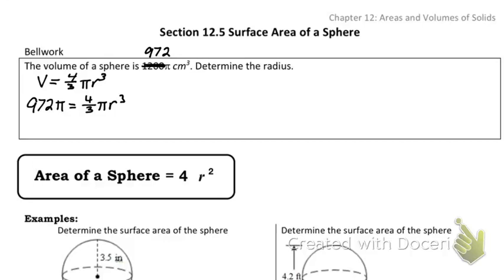So I'm going to immediately get rid of that pi. That way I'm not dealing with it along the way. I'm not trying to plug it in my calculator or anything. All right, to get rid of that 4/3, I'm going to multiply by 3/4. Right, Arena? We're going to multiply both sides by 3/4. And we're going to come up with R cubed equals 729. So if 729 equals R cubed, I take the cube root of both sides.